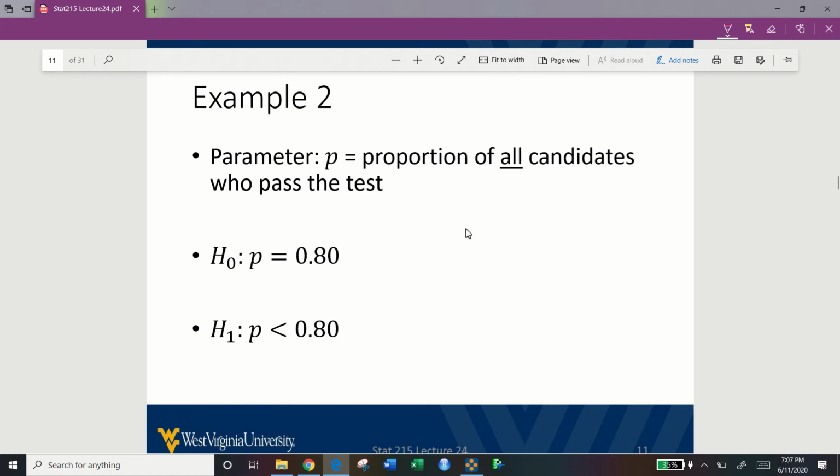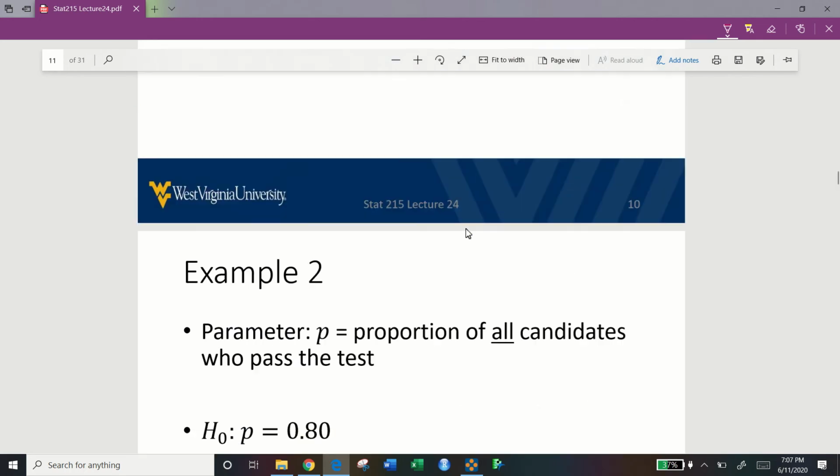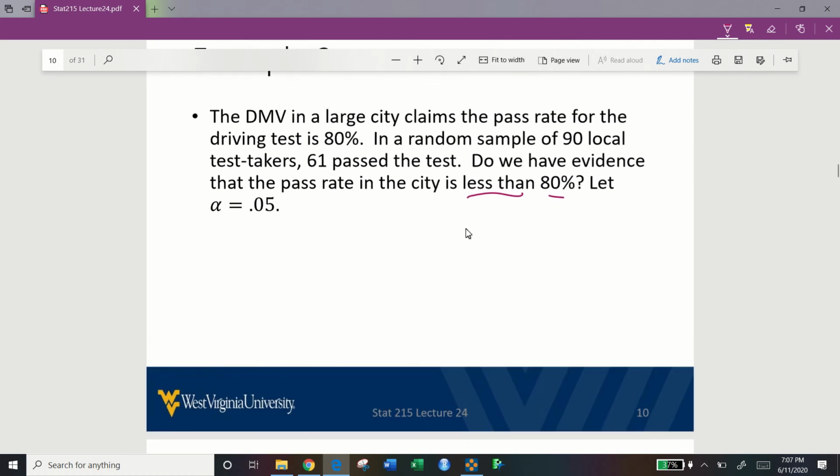For us, our parameter is going to be p equal to the proportion of all candidates who pass the test. Our null hypothesis will be p equal to 0.8, and our alternative will be p less than 0.8. We can see this by the second to last line in our example problem, where we asked if the pass rate in the city is less than 80%. Our p hat will come from our sample of 61 out of 90.